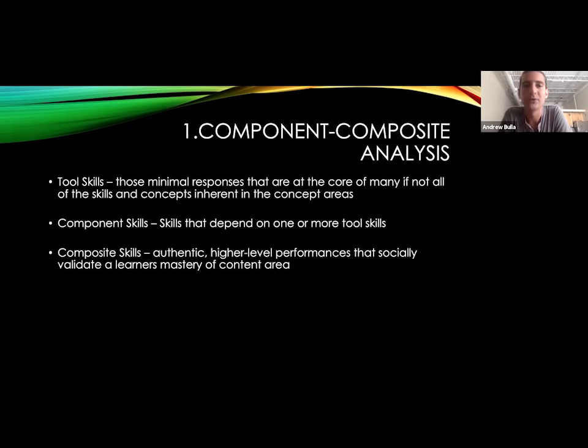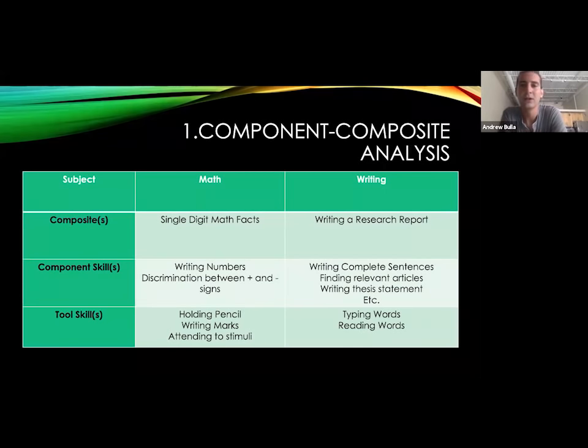Tool skills are those minimal responses that are at the core of many, if not all, the skills and concepts inherent in the concept areas. So if my component skill was kicking the ball between, tool skills would be those fine motor skills of my foot. So being able to move my foot, being able to lift my leg, those sorts of behaviors are going to be required to see growth on the components of kicking the ball on each foot. And those components are required to see growth on the composite of juggling. So let's take a look at some additional examples in content areas.